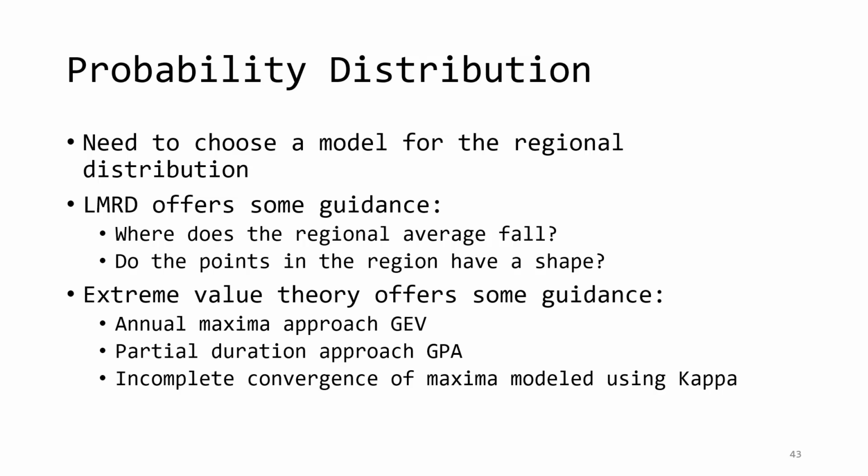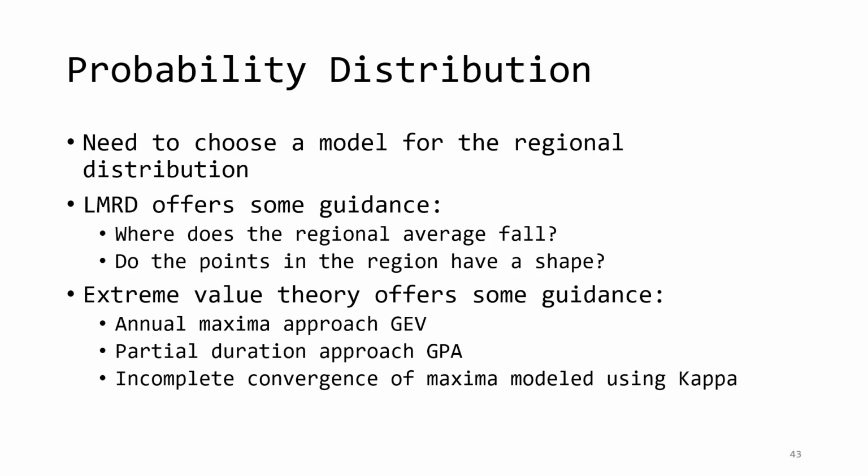Unlike the guidance we get in Bulletin 17, there's no prescribed probability distribution for us to use. It's up to us to choose the appropriate model for our data. We can start by looking at the L-moment ratio diagram again, as it does offer some guidance based on the site and regional L-skewness and L-kurtosis. We can look to see if there's a distribution that the region average falls close to, or if there's a general overall shape to the points created by the sites in the region.